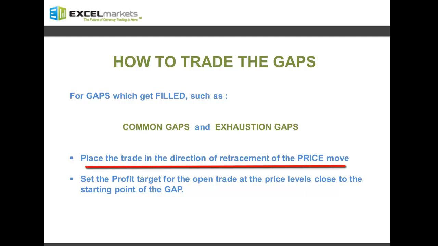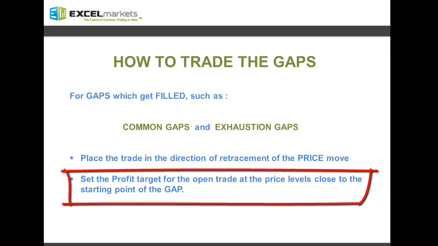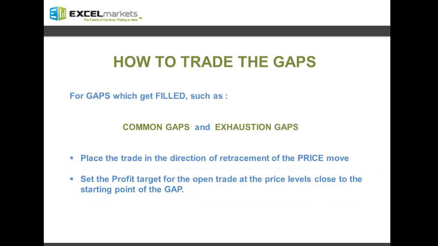So let's say for a common gap that was identified in an upward price move, the gap will be filled by a price retracement in the downward direction towards the starting point of the gap. So a trader might sell at the end point of the gap and set his profit target at the price level close to the starting point. As the gap gets filled, his trade would be complete as well.